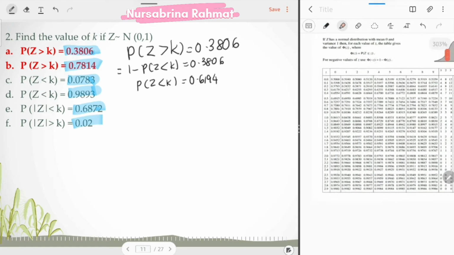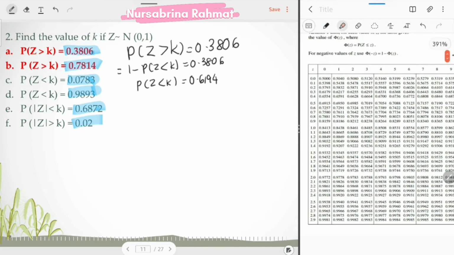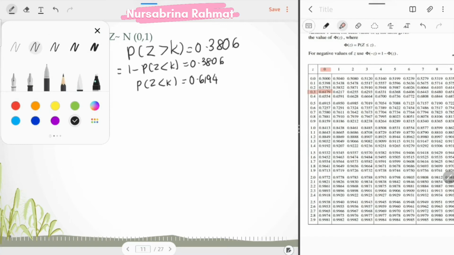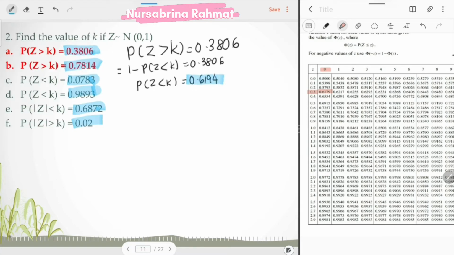Okay, so let's look at the table on the right of my screen. For 0.6194, the closest value I get is 0.6179, which is for a z-score of 0.3 and 0. So we need to find the difference between the value we have here, 0.6194, and the one we found from the distribution table.